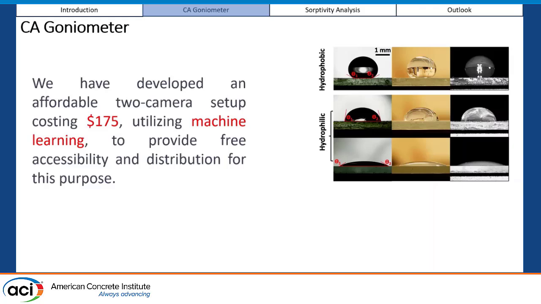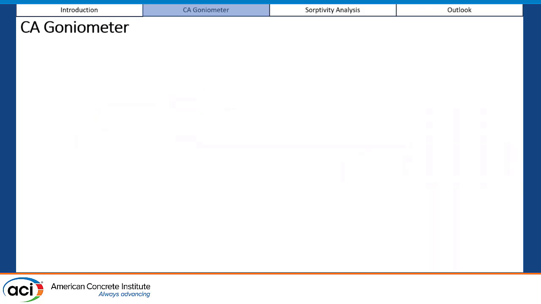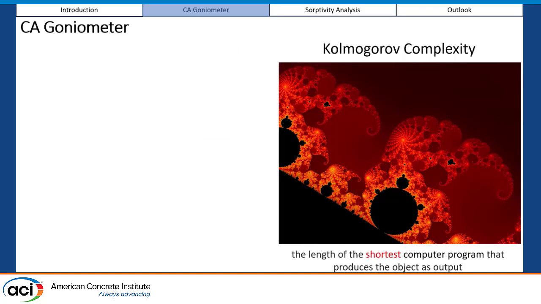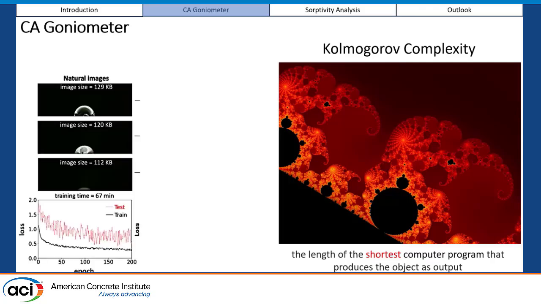I was so interested to capture the behavior of the droplet, but something I initially neglected was the Kolmogorov complexity. If you look at this image, it has many features. Probably you have seen this image before. If I zoom into one spot, there are endless features that I can detect. So Kolmogorov complexity is the length of the shortest computer program that produces the object as output.